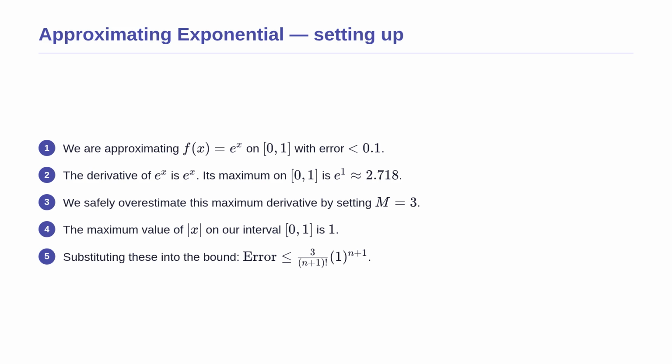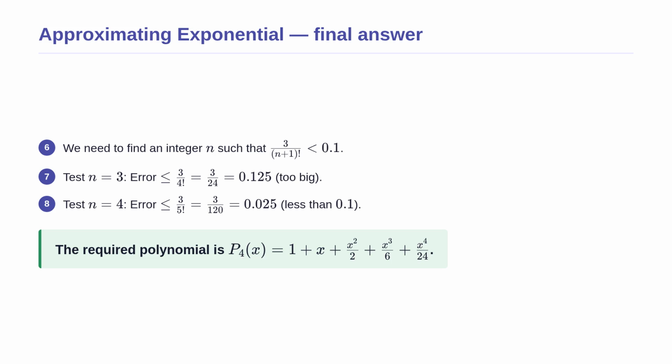The maximum value of x on our interval is simply 1. Plugging these values into our error formula simplifies the expression significantly, leaving us with 3 divided by (n plus 1) factorial. Now we just need to find a whole number n that makes this fraction smaller than our target tolerance of 0.1. We do this by testing small integer values.